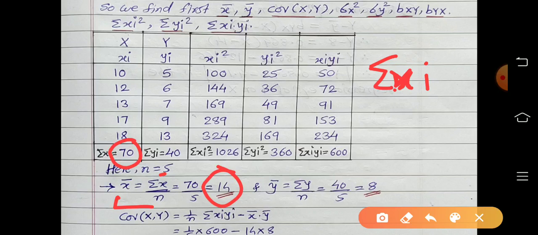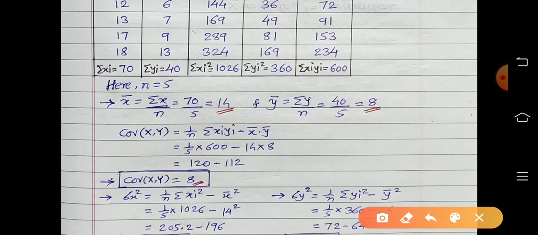Next, y bar equal to the mean, summation of yi, that is 40, divided by the value of n, which is 5, so we are getting the answer 8. So we are getting the values of x bar and y bar. Clear? Now covariance between x and y equals 1 upon n summation of xi yi minus x bar y bar.